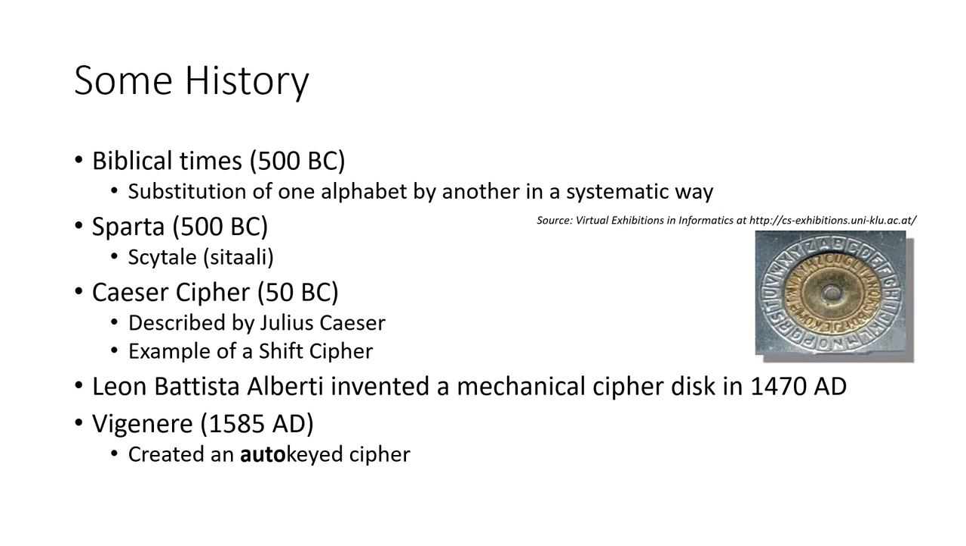The Caesar cipher, which is an example of a shift cipher that we will look at later, was described by Julius Caesar in 50 BC. A mechanical cipher disk was invented by Leon Battista Alberti in 1470. And in 1585, there was a person called Vigenère who created an auto-keyed cipher, which means that it would use the message itself as a key in order to encrypt the information.